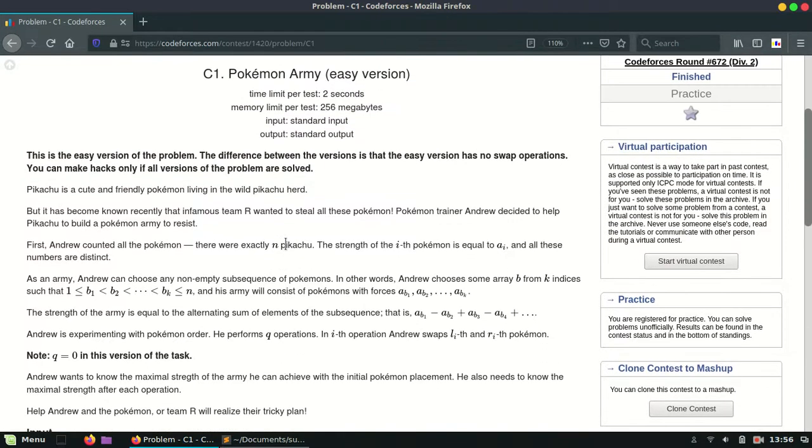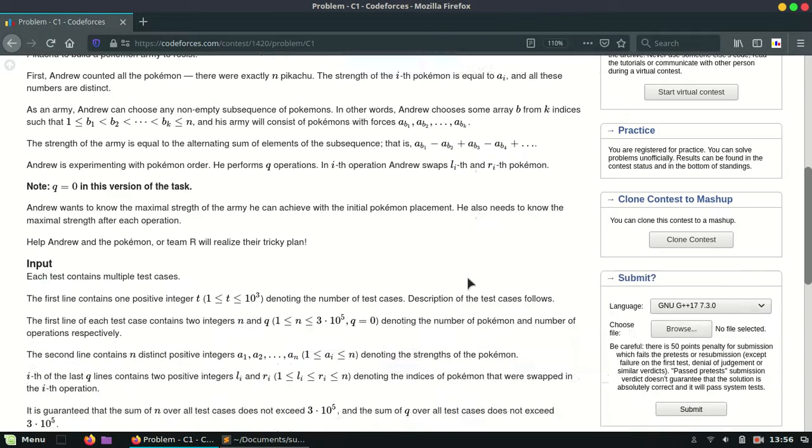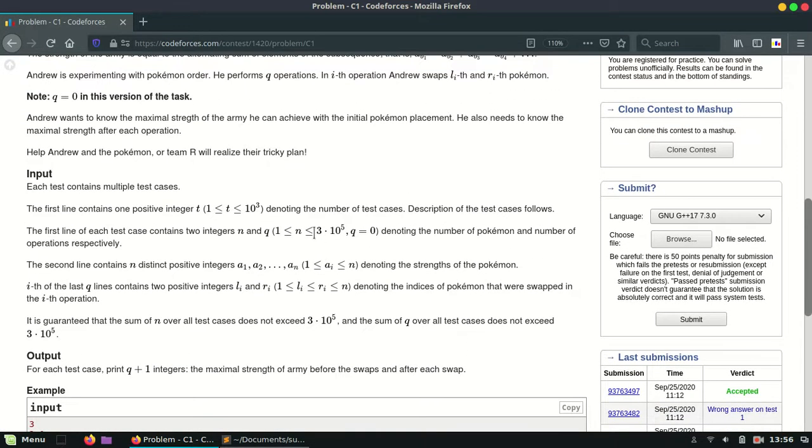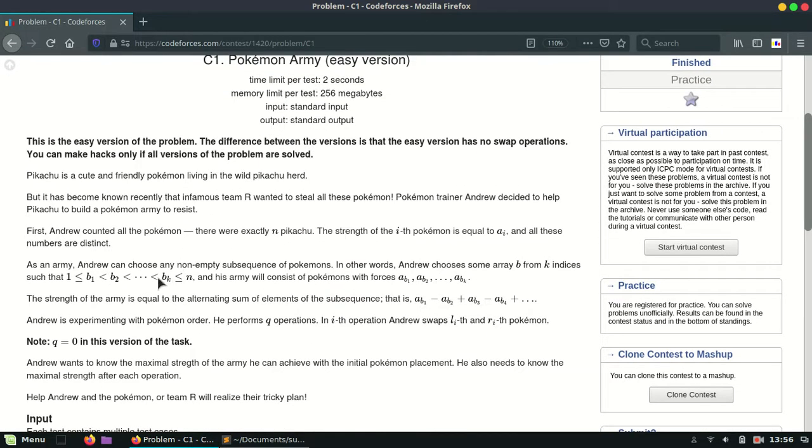So what we are given in this problem is an array A of size 3 times 10 raised to the power 5, and what we need to do is make a subsequence of size B, such that we find the maximum of AB1 minus AB2 plus AB3 minus AB4, which means we need to subtract them, an alternating sum.